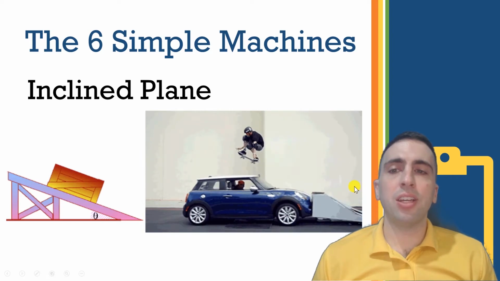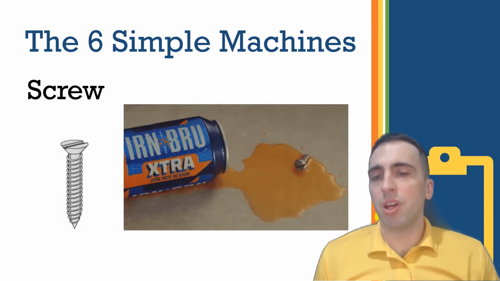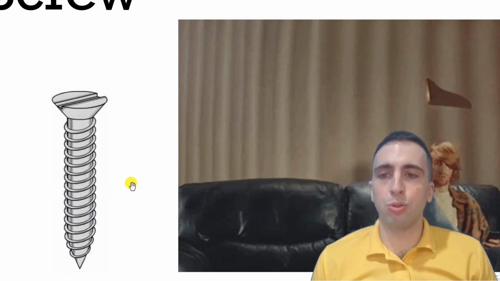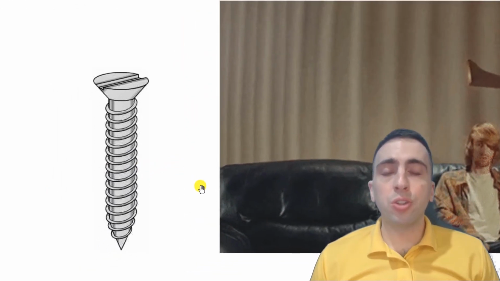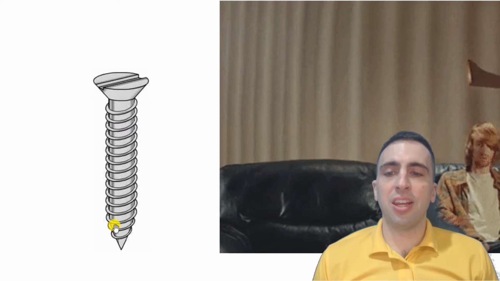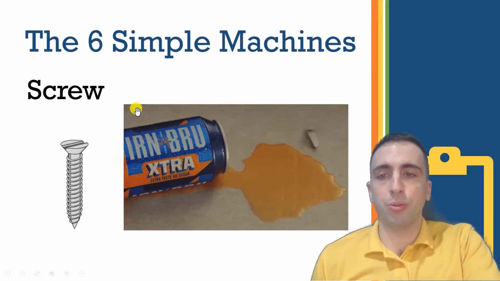Excellent. Let's keep going. We have a screw. And let's see if we can zoom in a little bit. Here we go. We are zoomed in. A screw. What is a screw? If we look here, it is just a post and it has an inclined plane wrapped around and around and around. This is a screw.